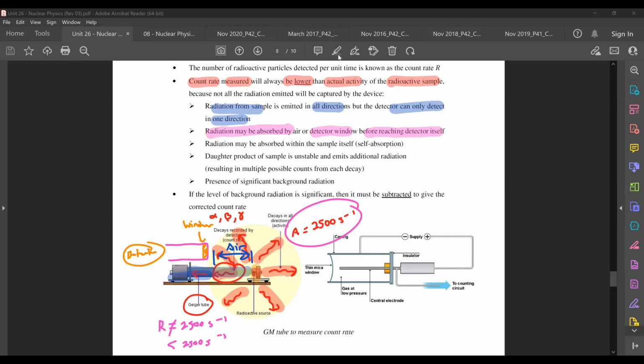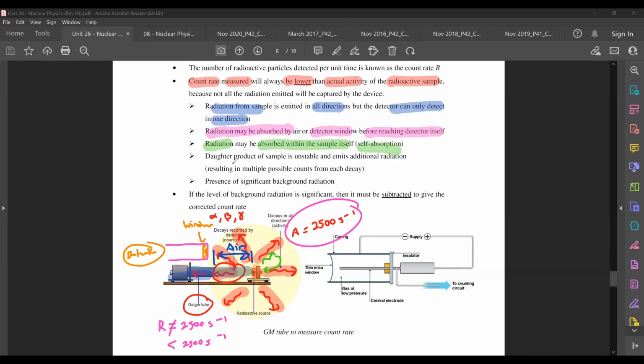Another thing that could account for count rate being less than your actual activity is that the radiation may be absorbed within the sample itself through a process called self-absorption. What happens is that your radiation is emitted, but then it gets absorbed back by your sample. This is what self-absorption means. And then the next one could be this.